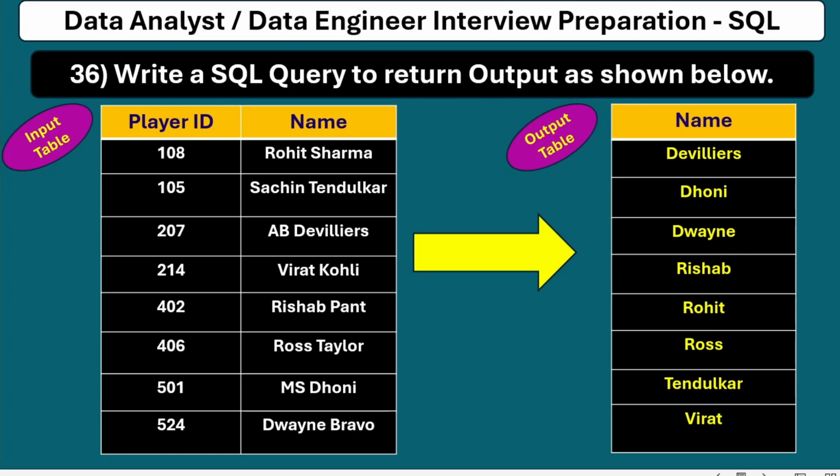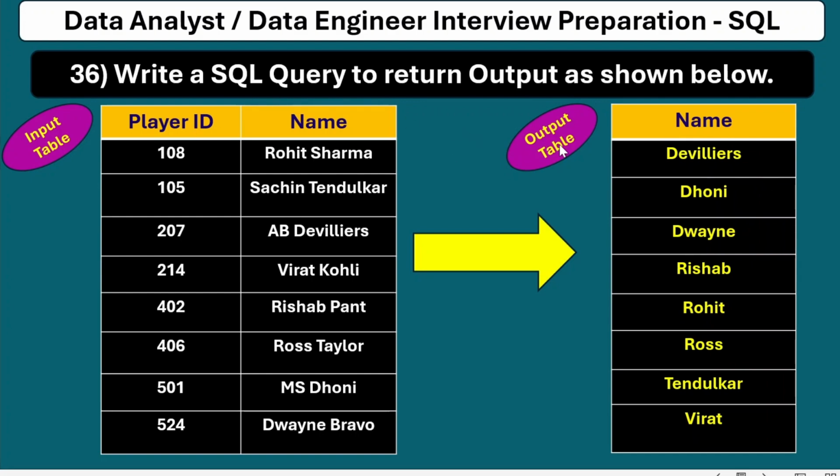In this video, we are going to solve one more SQL problem as part of data analyst or data engineer interview preparation. You can see here that it is question number 36. Write a SQL query to return output as shown below. It is given an input table and we need to return output as shown below. The input table has player ID and name of the player.